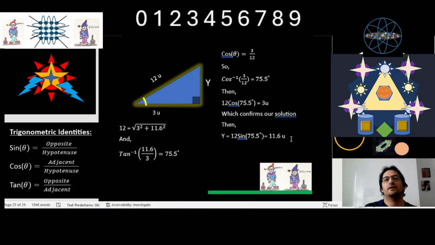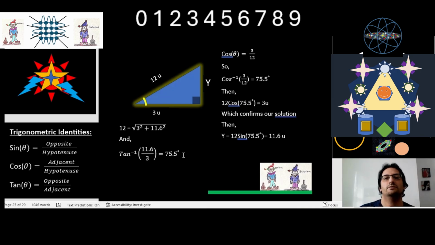We can verify our work by doing the hypotenuse equals the square root of x squared plus y squared. So 12, which is our hypotenuse, should equal the square root of 3 squared plus 11.6 squared, and in fact that is correct. And then if we once again check our work by doing the inverse tangent of 11.6 divided by 3, we also get 75.5 degrees for the angle.